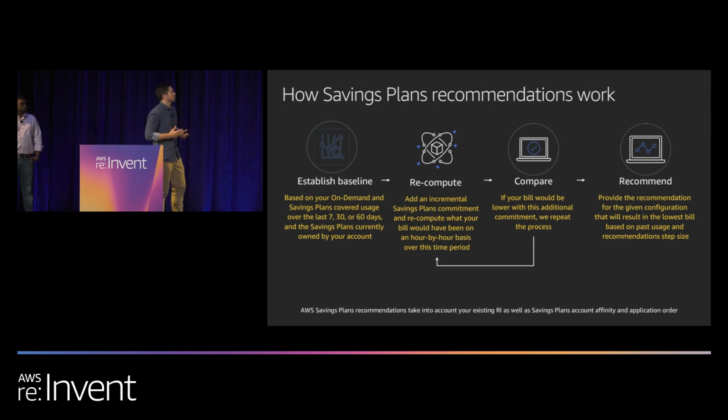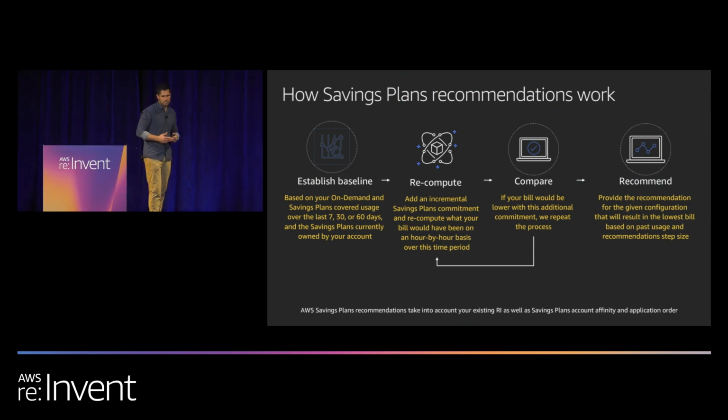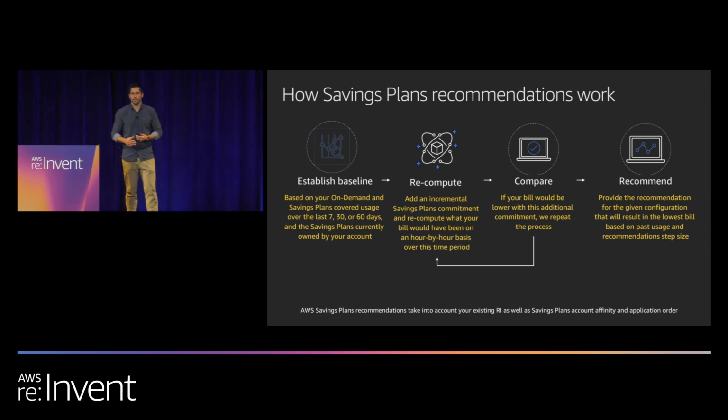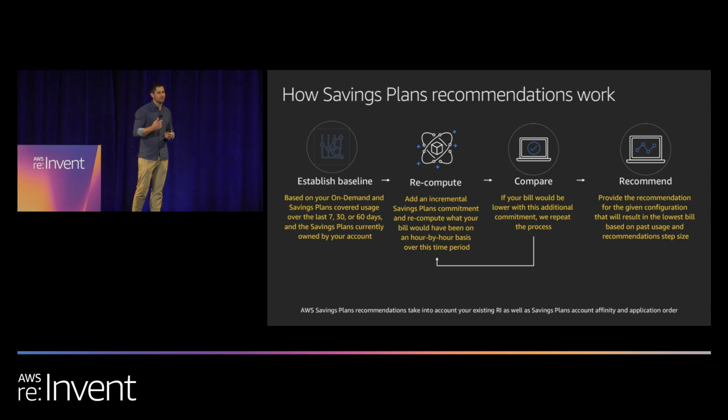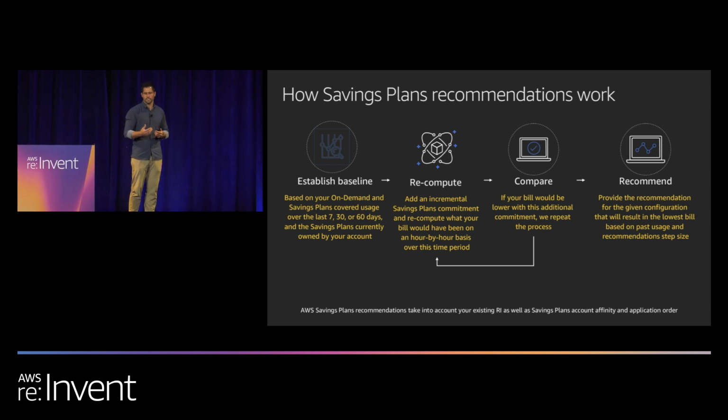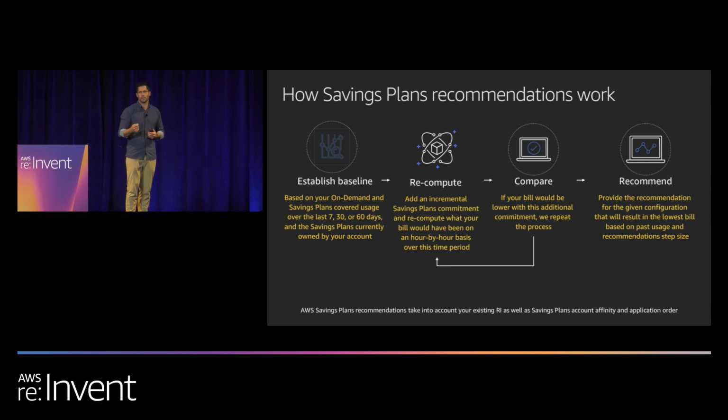So this is a brief overview of how we calculate your recommendations. The first thing we do is we establish a baseline. We look at your on-demand usage and your savings plan covered usage over the last 7, 30, or 60 days on an hour-by-hour basis.